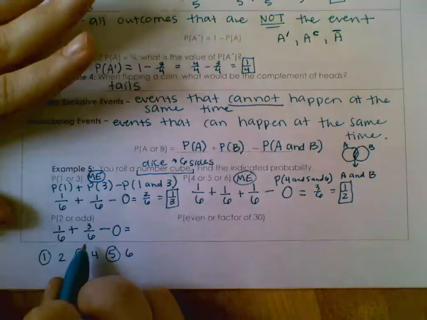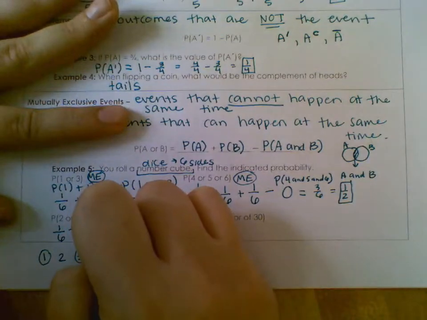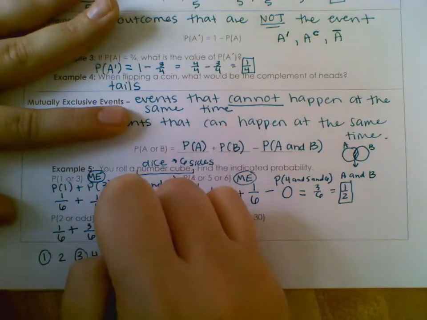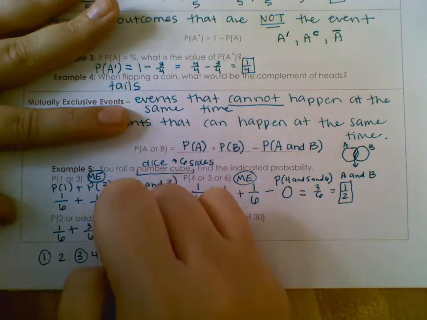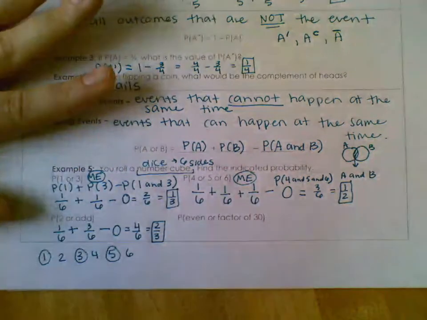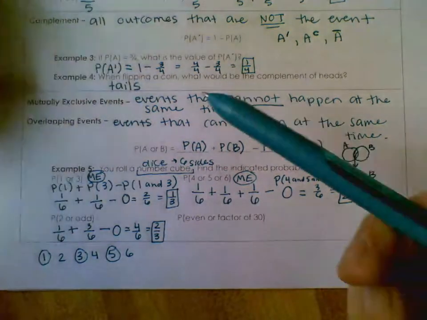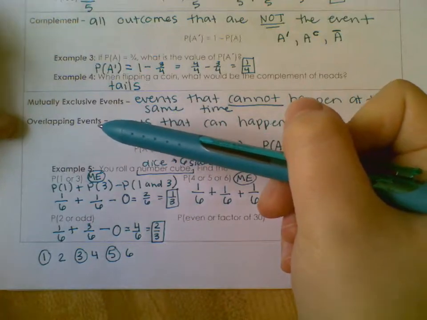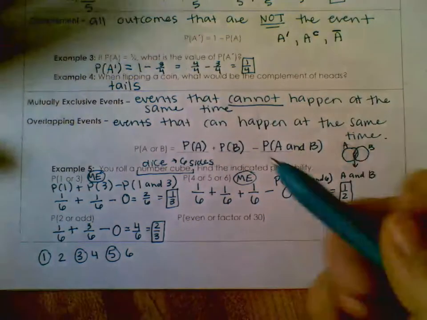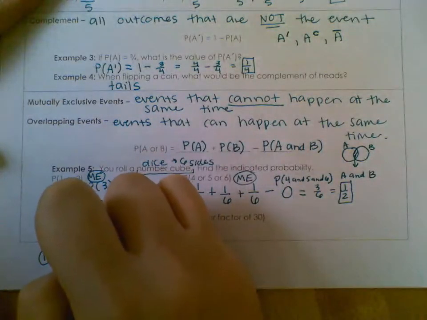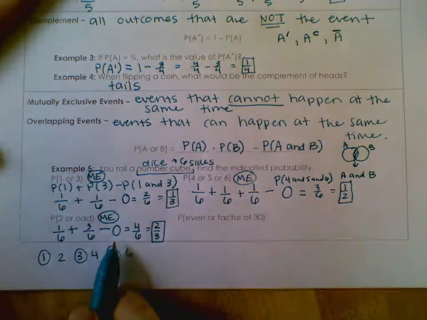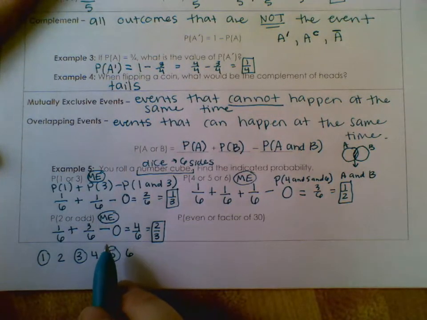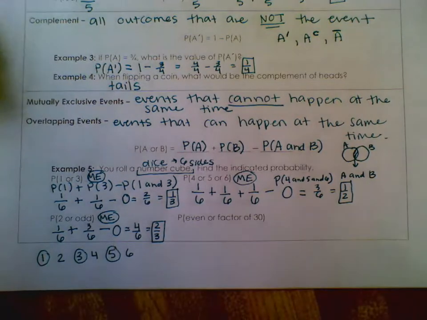So 1/6 plus 3/6 minus 0 is 4/6. Reduce that to be 2/3. Again, are these events mutually exclusive or are they overlapping? The answer is mutually exclusive again, because these events could not happen at the same time. So there was nothing to subtract.